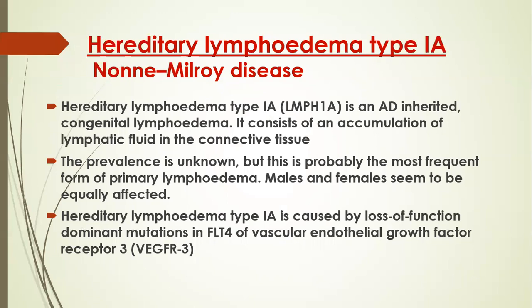Primary lymphedema type 1, also known as Nonne-Milroy disease. Hereditary lymphedema type 1 is autosomal dominant. Congenital lymphedema consists of accumulation of lymphatic fluid in connective tissue. Prevalence is unknown, but it is probably the most frequent form of primary lymphedema.